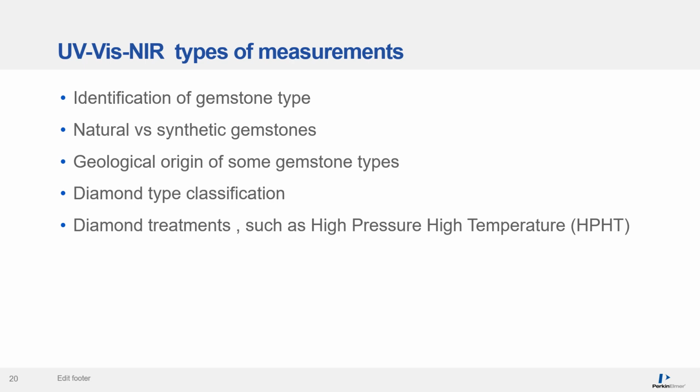Diamonds can be classified according to their type, as described earlier. And it is also easy to determine whether diamonds have been treated, such as high pressure, high temperature treatments that are often used.